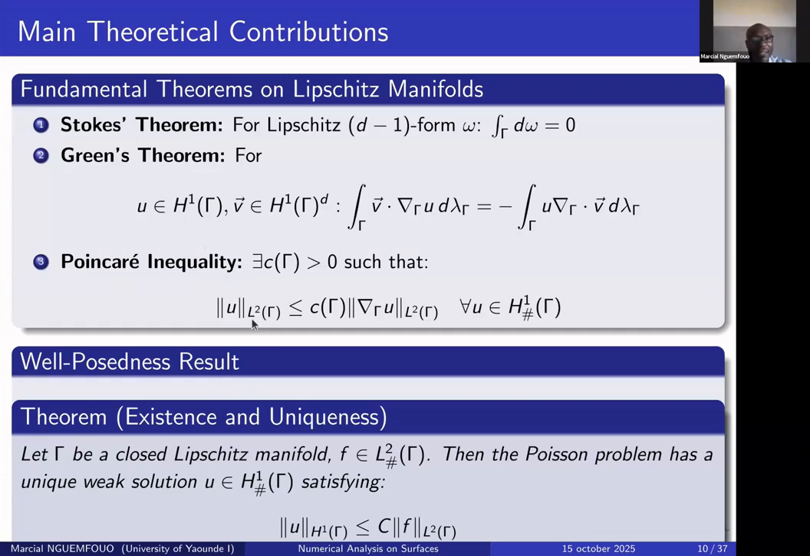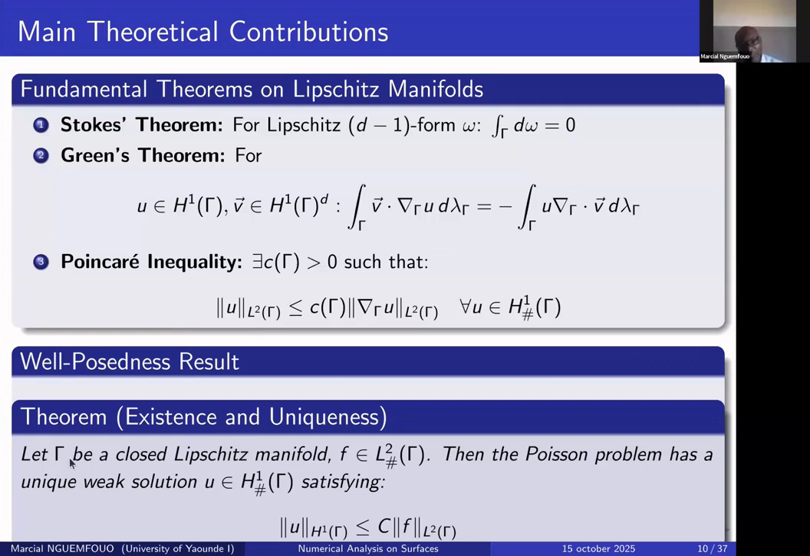After this foundation theorem, we prove that our bilinear form is continuous and coercive, and that the linear form is continuous. This ensures that our Poisson problem on a Lipschitz manifold admits a unique solution as stated in this theorem.